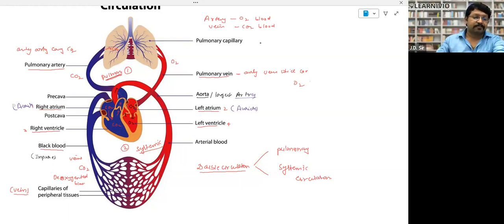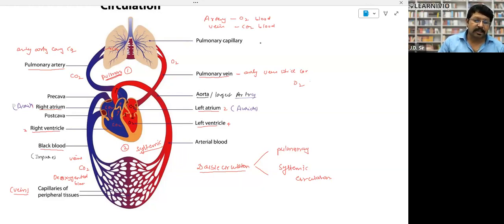Vena cava is of two parts. This is the post vena cava, and this is the pre vena cava. They pour blood into the right atrium. So deoxygenated, carbon dioxide-rich, impure blood is poured into the right atrium. From the right atrium, blood will move into the right ventricle.